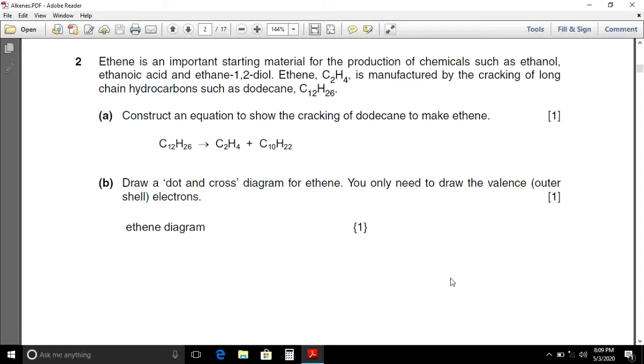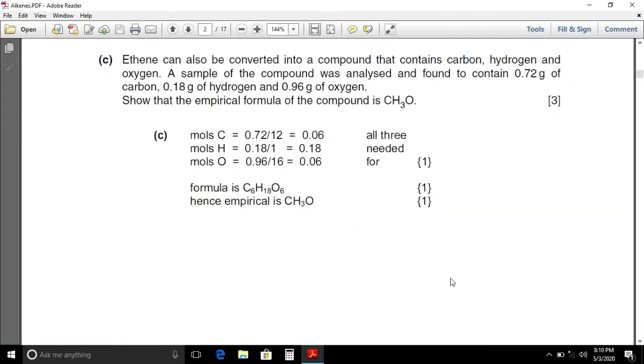Part b: draw a dot and cross diagram for ethene. You only need to draw the valence electrons. As you know, in the structure of ethene, the two carbon atoms share two pairs of electrons in the center, and two hydrogen atoms on each carbon atom share one electron each with the carbon.